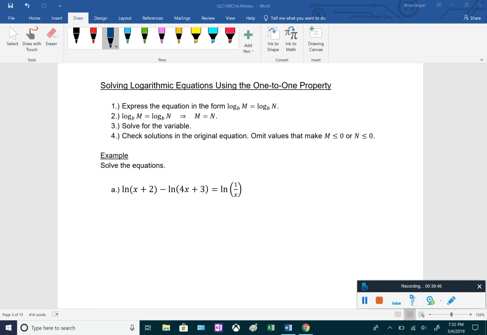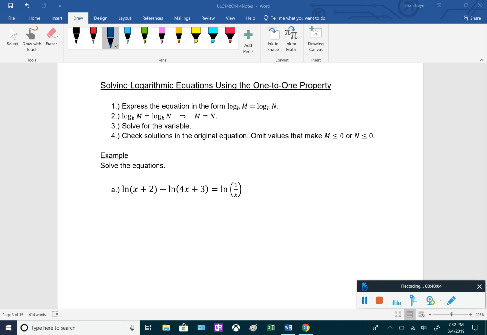Essentially, if it's a one-to-one function, it has an inverse. One-to-one meaning it passes the horizontal line test. So don't worry too much about the property name. This is the same concept as when we had common bases for exponential equations, where we just equated the exponents.